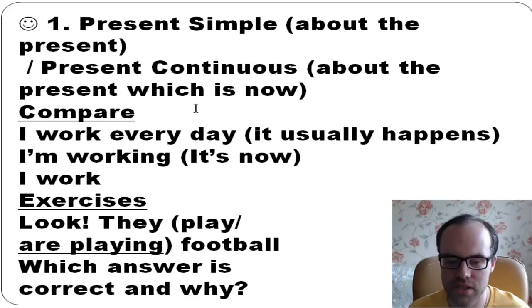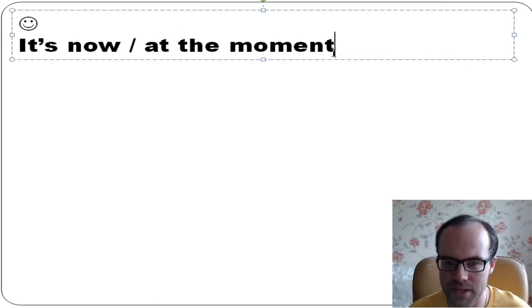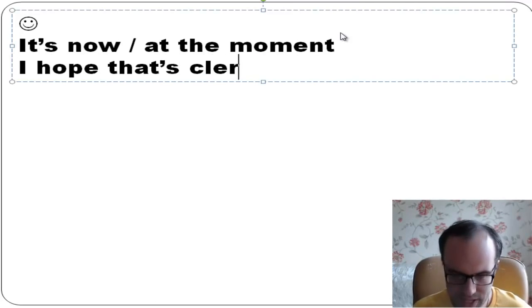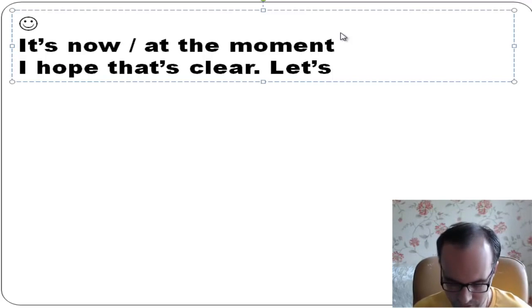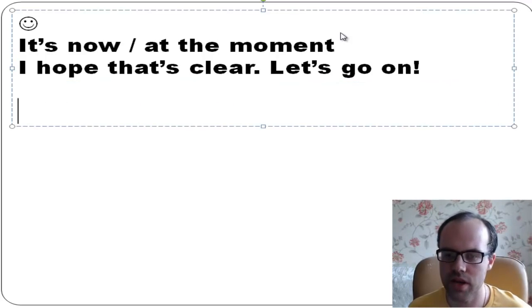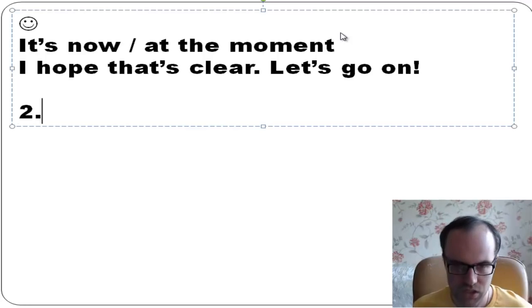Very good. Okay, present simple and present continuous. I hope that's clear. Good. Let's go on. So you know that "go on" is a phrasal verb. It means continue. Please have a look at our playlist and you'll know much more about phrasal verbs and other subjects. Okay, next.